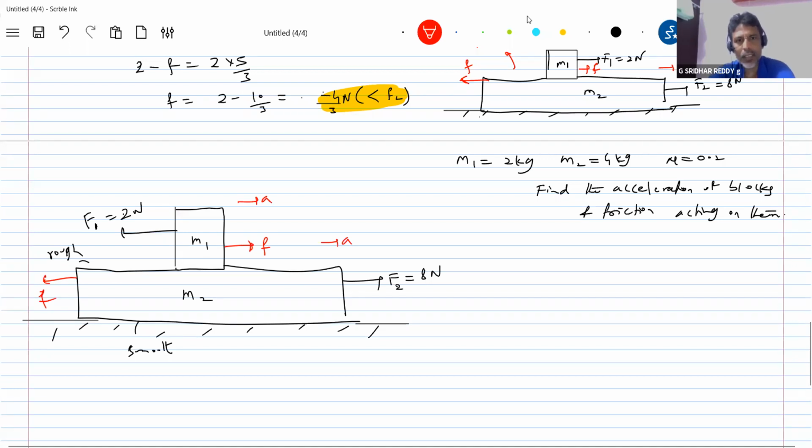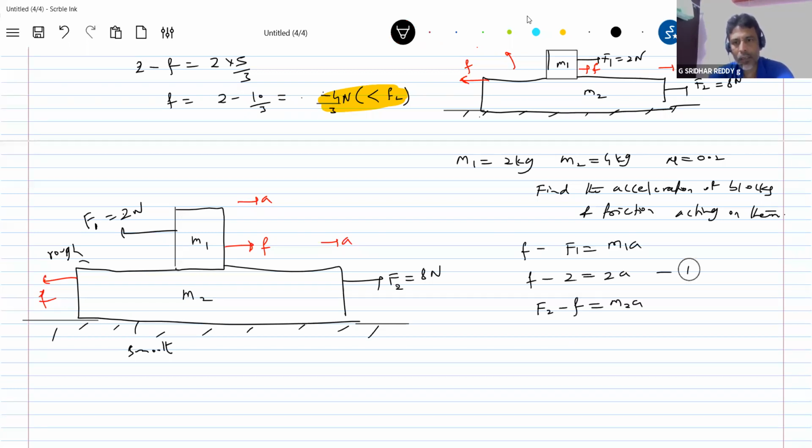Then this should be the equation: F minus F1 equals M1A. This is 2A. Then on the lower block, F2 minus F equals M2A. 8 minus F equals 4A. Let me add up these two. 6 equals 6A. Acceleration is 1 meter per second square.